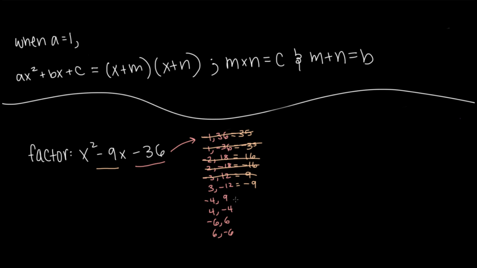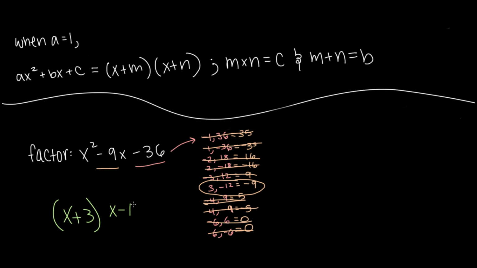So we're not going to cross that one out. Let's keep on going and check the rest. So that leaves us with only one not crossed out, which is our 3, negative 12. So from here, we can write out that x plus 3 times x minus 12 is our answer.